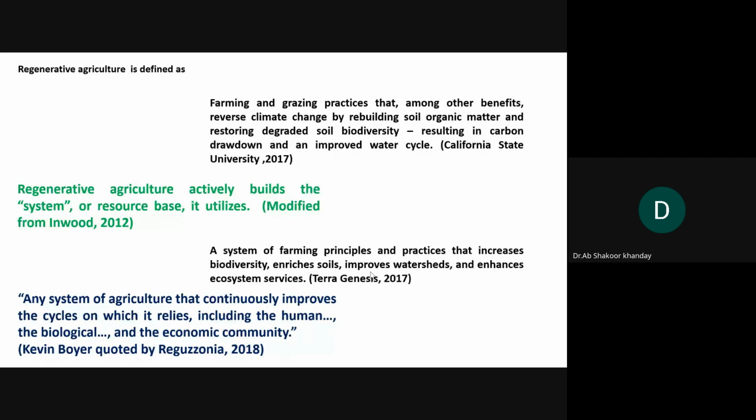Then another school of thought, Enwood, says that regenerative agriculture actively builds the system or resource base it utilizes. Whatever resource we use for our crop production, regenerative agriculture safeguards it and uses it in a sustainable manner. That means it fulfills the needs of the present generation, and at the same time it safeguards the interests of future generations.